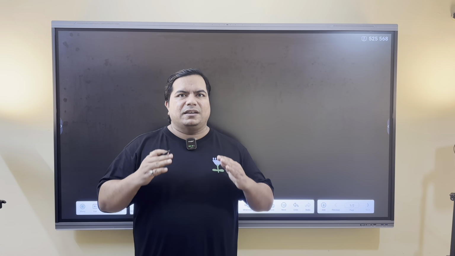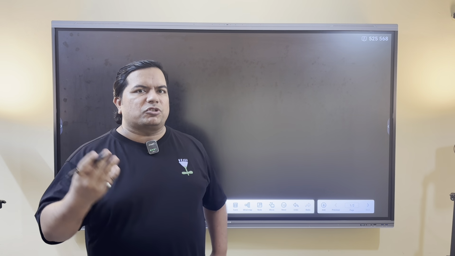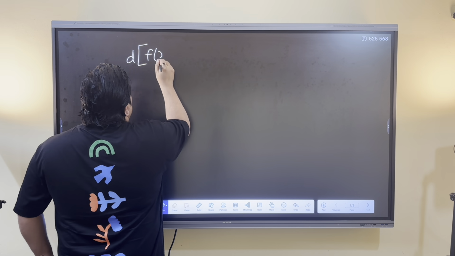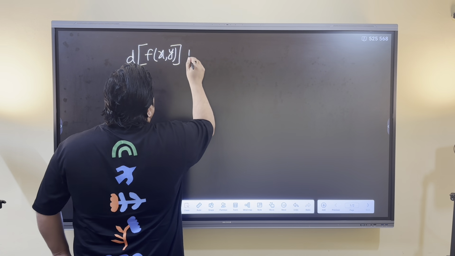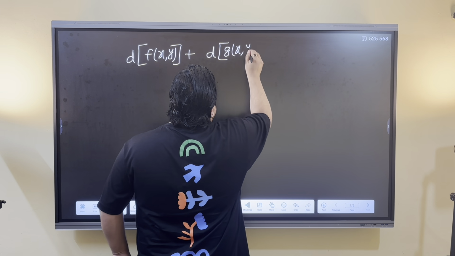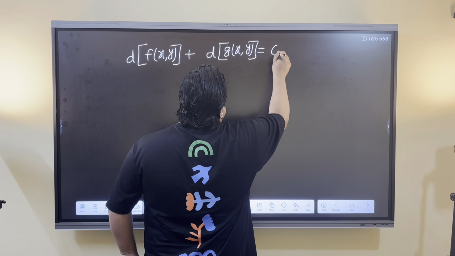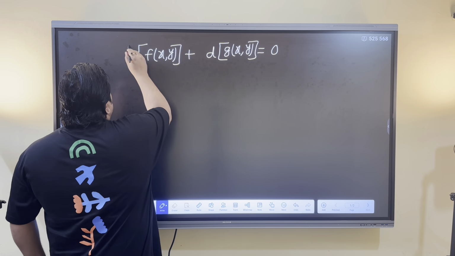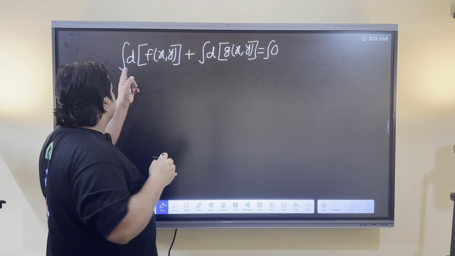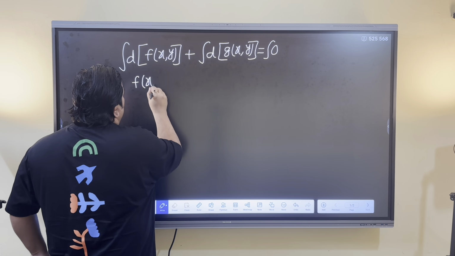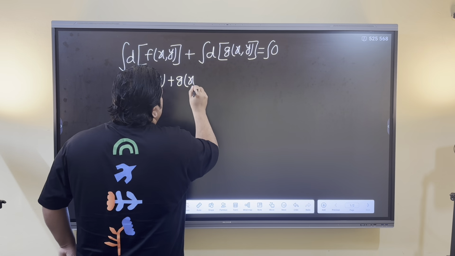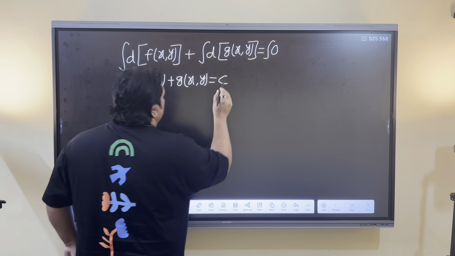In the method of inspection, if by grouping the terms of the differential equation we get an equation like d of f of x comma y plus d of g of x comma y equal to 0, where f of x comma y and g of x comma y are two different functions, then after integrating the equation on both sides, d will be gone, so we get f of x comma y plus g of x comma y, and the integration of 0 will be a constant. So this is one possibility.